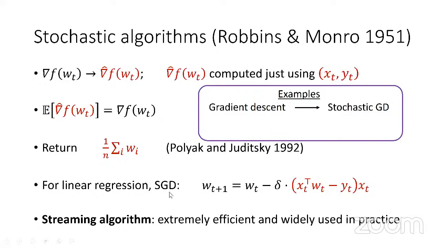For linear regression, SGD is particularly popular because it takes a very simple form where, given a sample xt comma yt, you just compute (xt transpose wt minus yt) times xt. So this requires only one matrix vector product, and then again a linear vector operation, right? One of the reasons for its popularity is that it's a streaming algorithm where you look at one sample, take an update, and then move on to the next sample and so on. This is the reason why it's widely used in practice.